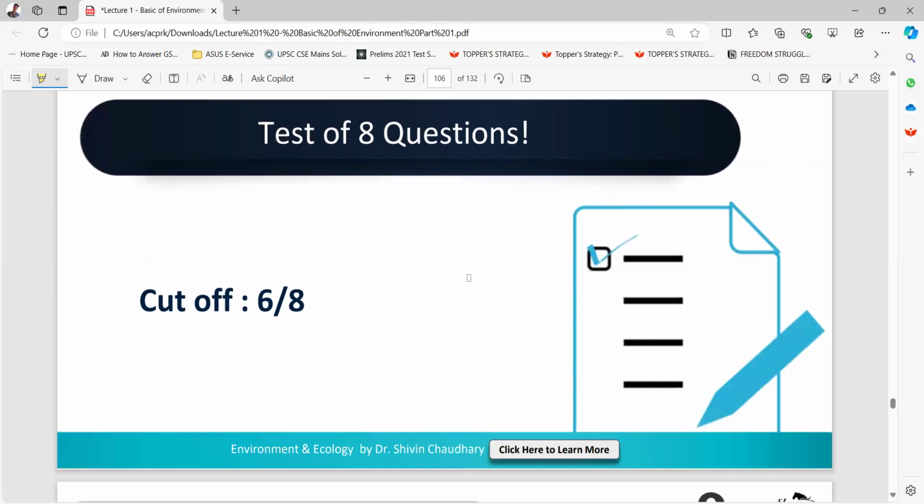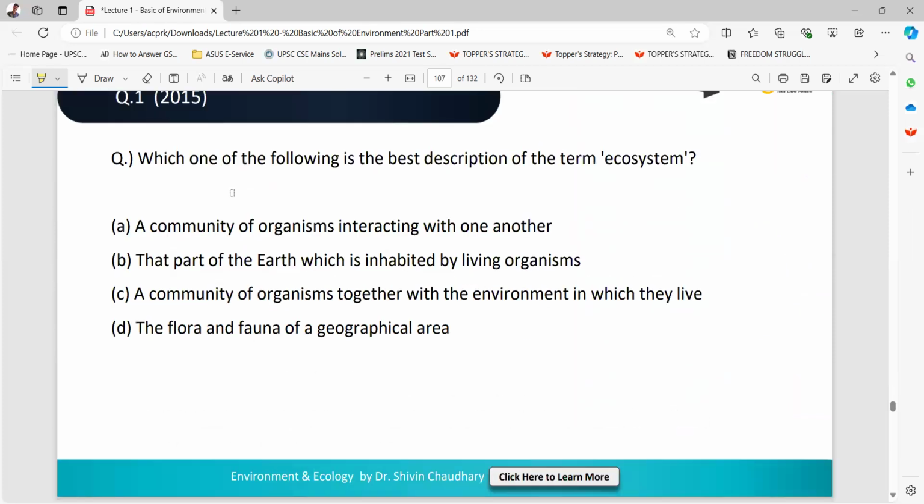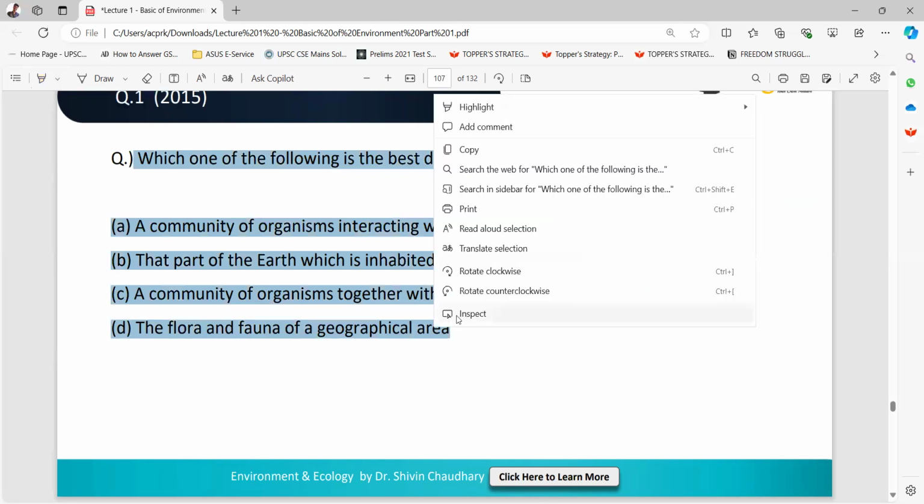Test of questions. Okay. Which one of the following is the best description of the term ecosystem? A community of organisms interacting with one another. That part of the earth which is inhabited by living organisms. A community of organisms together with the environment in which they live. The flora and fauna of a geographical area. An ecosystem is a community of organisms interacting with one another, right?